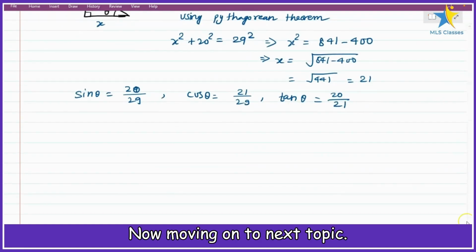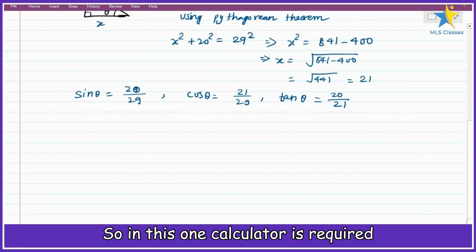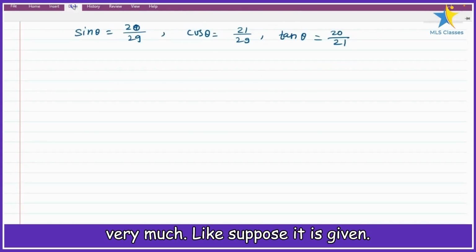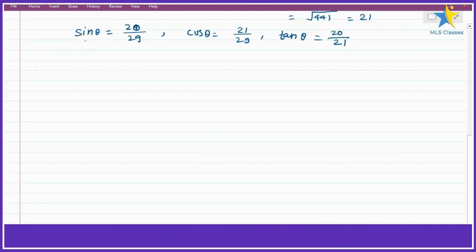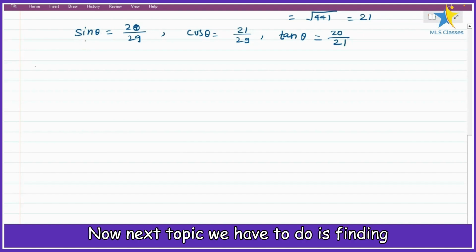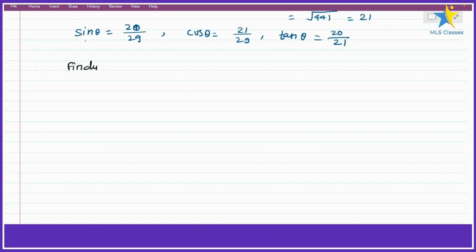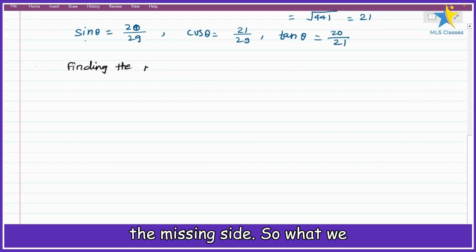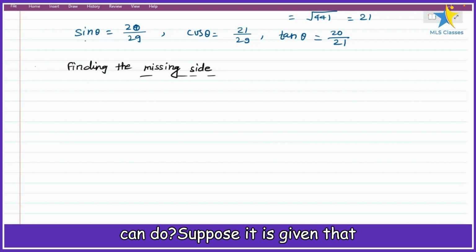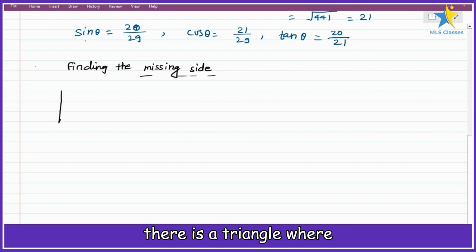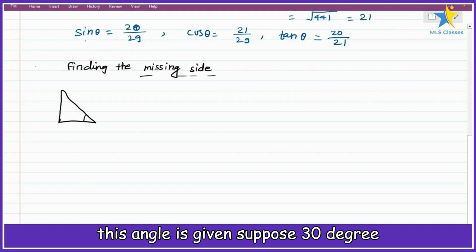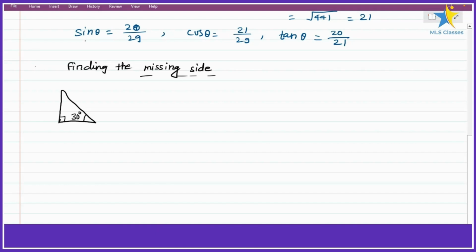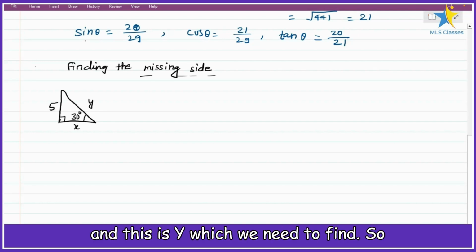Now moving on to the next topic. In this one, a calculator is required very much. The next topic is finding the missing side. Suppose it is given that there is a triangle where this angle is 30 degrees, this side is given as 5, and this is x and this is y, which we need to find.